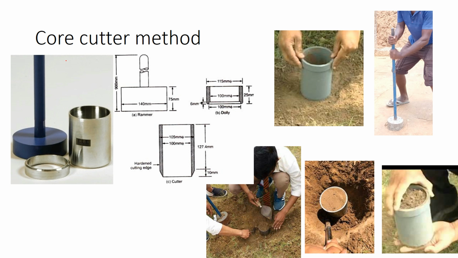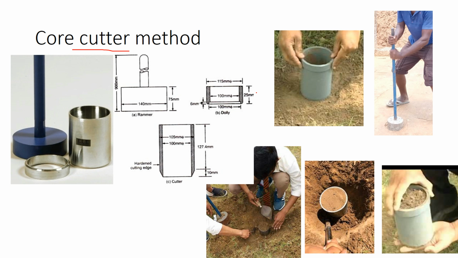First we'll look into the core cutter method. The core cutter method is useful only when you have a cohesive soil and the soil has some moisture content. Then only can you do a core cutter method. When I demonstrate the procedure, you will understand why it is suitable only for a cohesive soil. Cohesive soil is, in general, what we call clay soil.